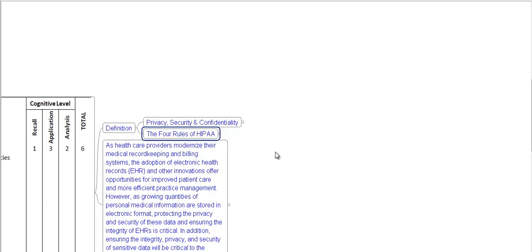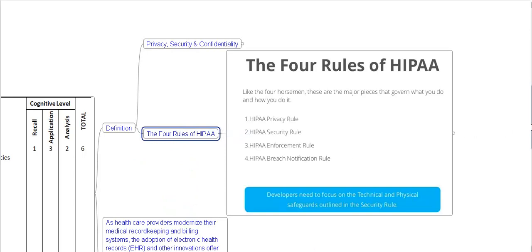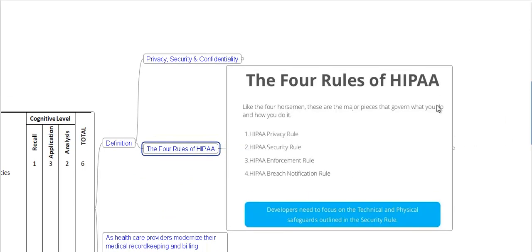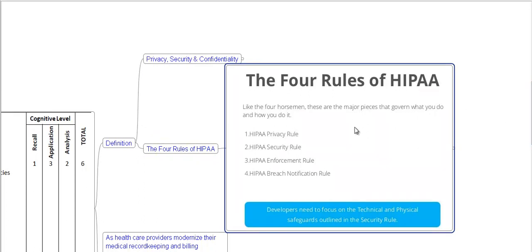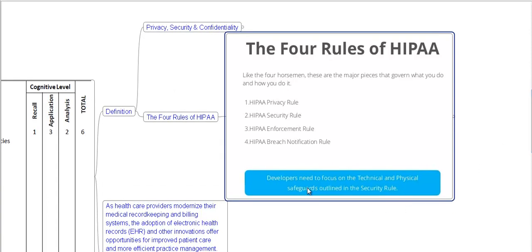Four rules of HIPAA. The four rules of HIPAA requirement. Like the four horsemen, these are the major pieces that govern what you do and how you do it. HIPAA privacy rule, HIPAA security rule, HIPAA enforcement rule, and HIPAA breach notification rule. Developers need to focus on technical and physical safeguards outlined in the security rule.